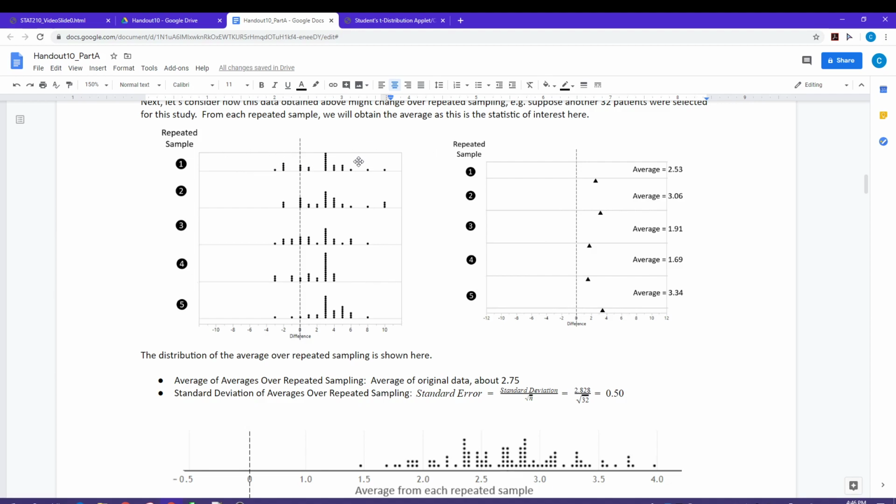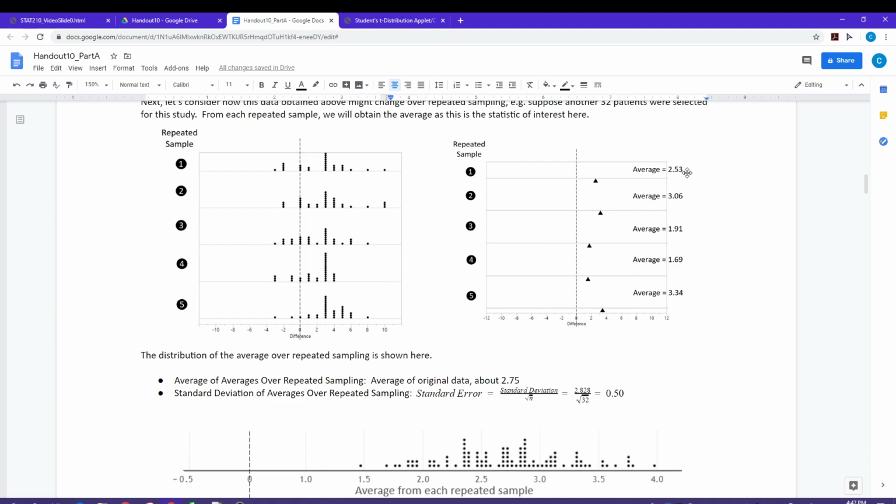So if I were to take a repeated sample here, this average from sample number 1 looks like it's 2.53. So it's a little bit smaller than the 2.75 that we got. If I were to take another repeated sample, the second time through, looks like I got an average of 3.06 here. Take a third repeated sample, I get an average of 1.91. Now I can actually use StatKey to take these repeated samples. I'm not going to go out and do that in StatKey, but we can do this with StatKey. Just like we use StatKey at the beginning of the semester to understand what happens through the repeated samples, we can do that here as well.